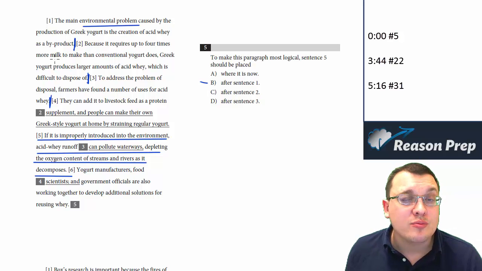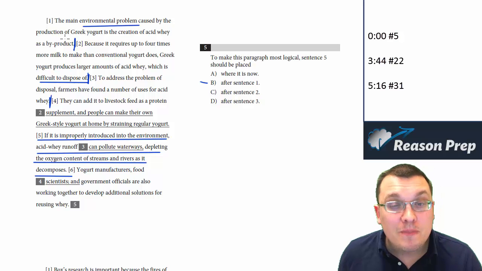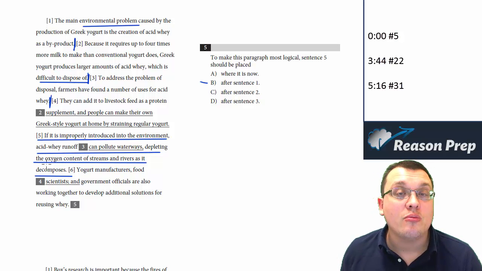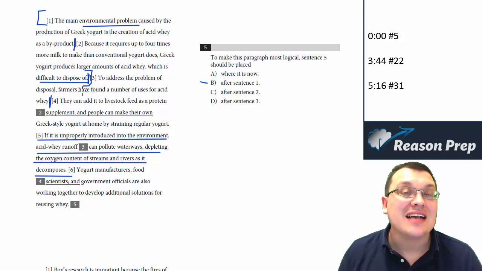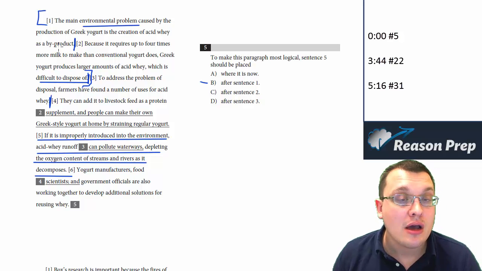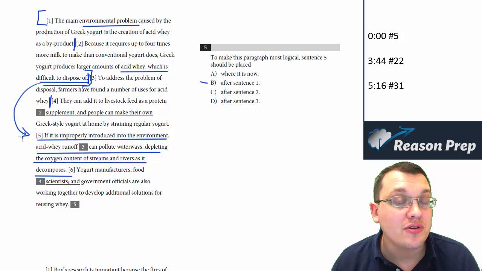Because it requires up to four times more milk to make than conventional yogurt does, Greek yogurt produces larger amounts of acid whey, which is difficult to dispose of. If it is improperly introduced into the environment, acid whey runoff can pollute waterways. So notice, for choice B, we would have to put this sentence between one and two, and it doesn't seem like it fits very well, because this sentence seems to be a nice concluding sentence, showing what the environmental problems of acid whey are, whereas both of these sentences are introducing the idea that acid whey is a byproduct of this process. It occurs as a result of the fact that you have to use more milk, and acid whey is difficult to dispose of. And why is it difficult to dispose of? Because it can pollute waterways.